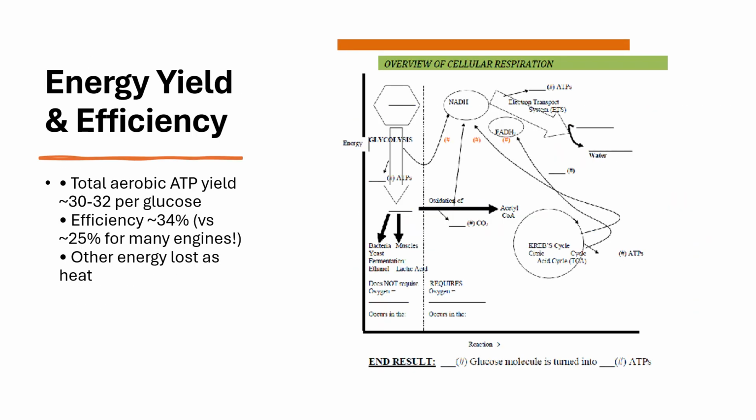So how much ATP do we actually get? In most eukaryotic cells, about 30 to 32 ATP molecules per glucose after aerobic respiration. That represents roughly 34% efficiency, far better than many car engines. Yes, your mitochondria are more efficient than your car. The rest of the energy is lost as heat, good for warming you up on cold mornings. The key takeaway: cellular respiration isn't 100% perfect, but in a biological world, it works very well.